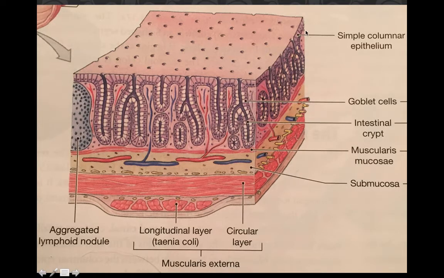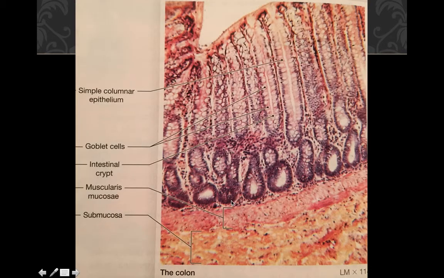So right on top is that simple columnar. This would be an aggregated lymphoid nodule. And then these cells right here, the goblet cells secreting mucus, and muscularis mucosa right here, submucosa, muscularis externa. So simple columnar layer, and then see those lots of goblet cells in that intestinal crypt right here? And see the intestinal crypts, they're all in lines. They're straight lines with lots of goblet cells. And then this right here is that muscularis mucosae, and then that submucosa right here.